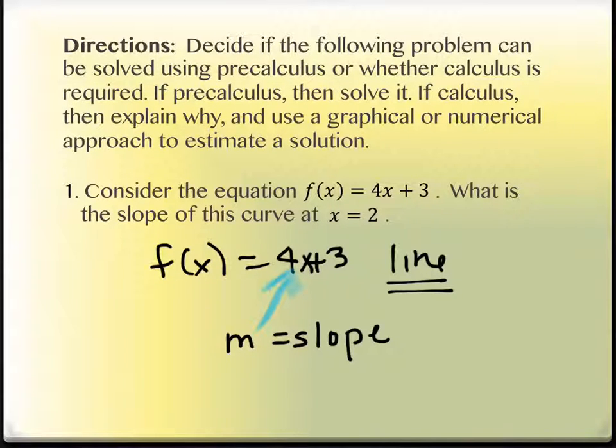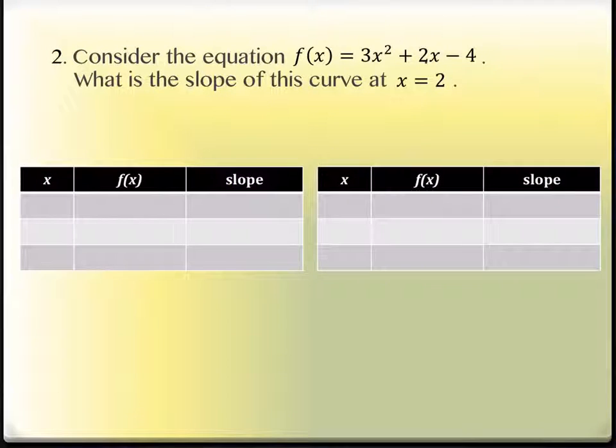So because a line has a constant slope, that is, this line's slope is always 4, then the slope at the point x equals 2 is also 4. It's precalculus, right? I've got a line, constant slope. The difference is on this problem, I don't have a constant slope. Nope, on this problem I actually have a parabola, and its slope changes all the time.